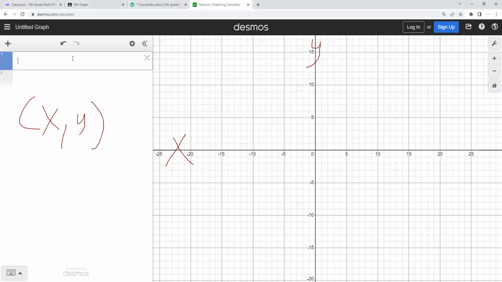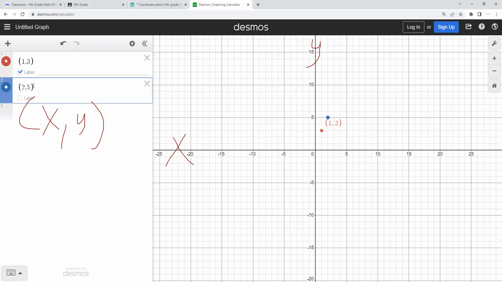So for example, if I plot the point (1, 3), it would be there. 1 for x, which is left and right, 3 for y, which is up and down. And you plot the point where they meet. If I plotted the point (2, 5), it would be there.